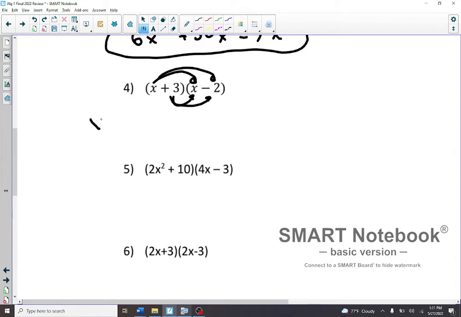So x times x is x squared. x times negative 2 is negative 2x. 3 times x is plus 3x. And 3 times negative 2 is negative 6. Combine any like terms, which is only these two guys. So x squared plus x minus 6 is your final answer.